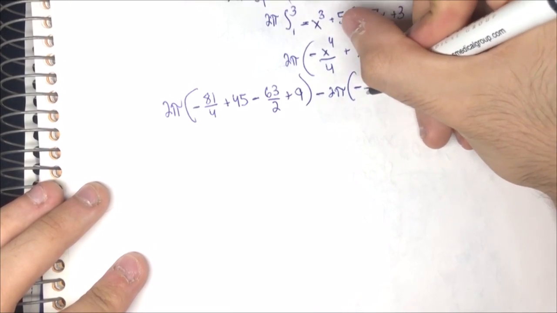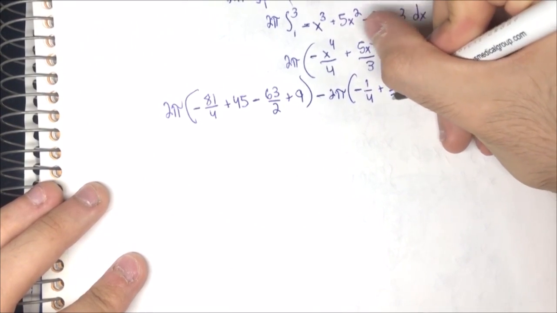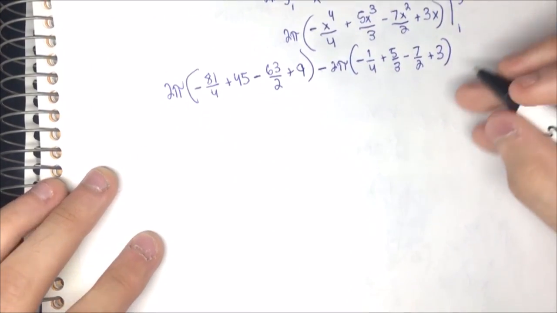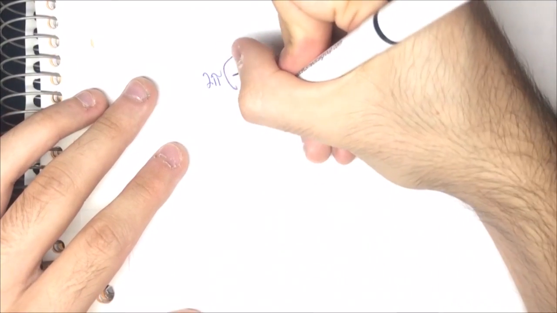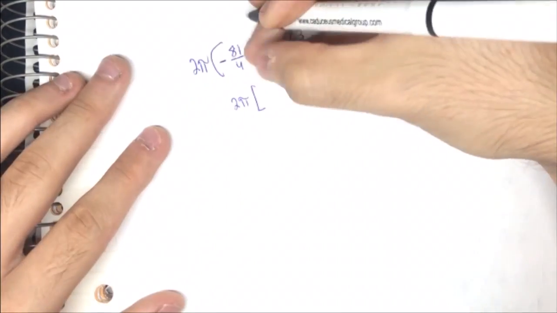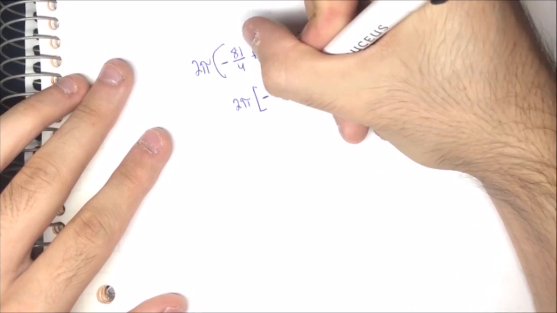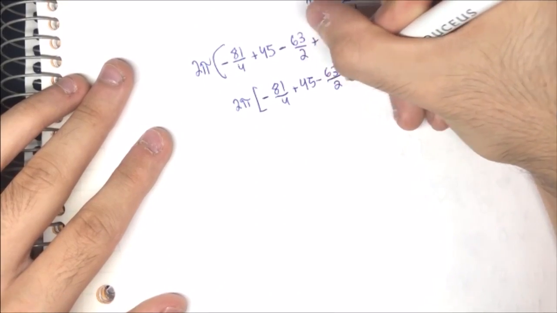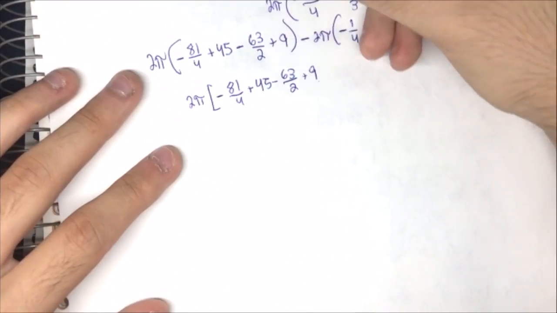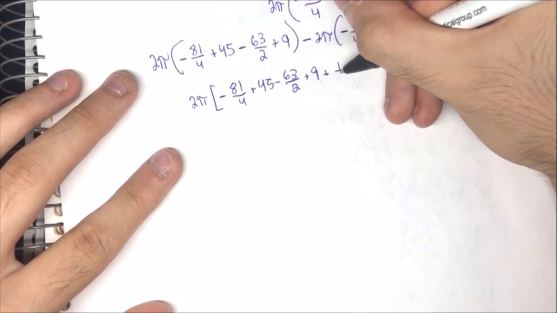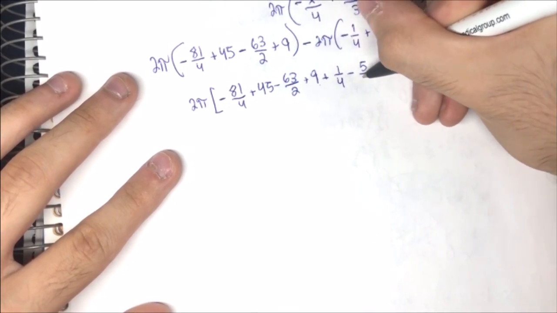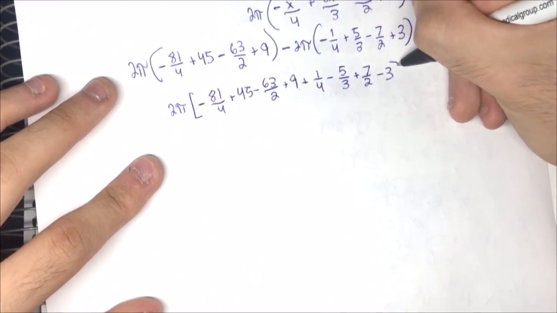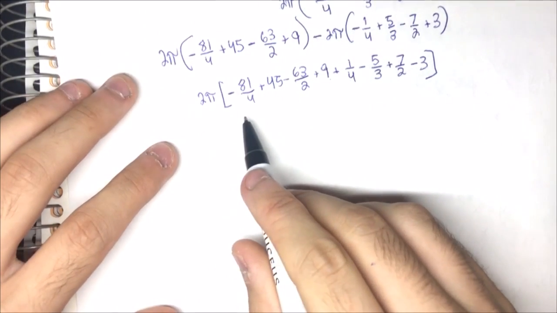And now we just plug in the 1. So it's going to be 1 over 4 plus 5 over 3 minus 7 over 2 plus 3. All right, and let's take out the 2 pi because it's quite a bit easier like that. So let's see. Negative 81 over 4 plus 45 minus 63 over 2 plus 9, and then we distribute in the negative here, so it'd be minus 1 over 4 minus 5 over 3 plus 7 over 2 minus 3. So this is what we have so far.